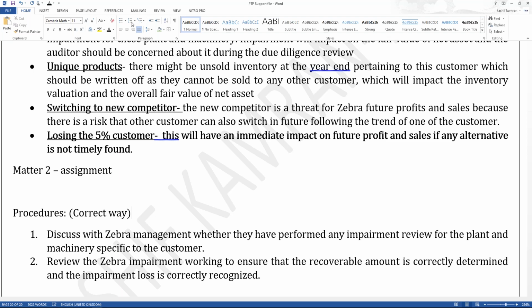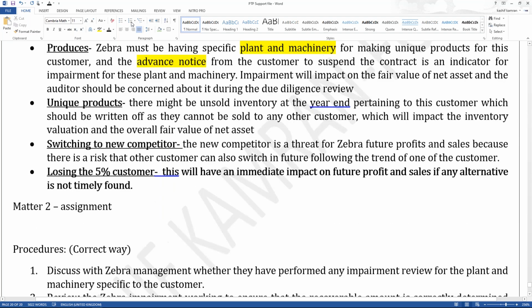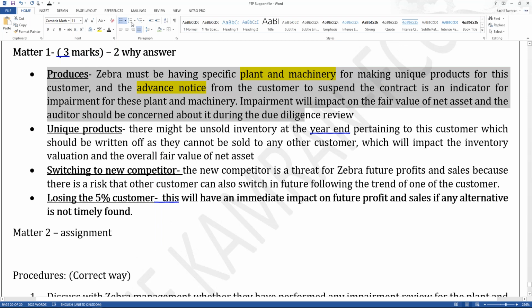Okay. Do you understand how I wrote procedures? I discussed with Zebra whether they've performed impairment. Is that a valid procedure looking at my first bullet? And if the management has done it, should I review the working?